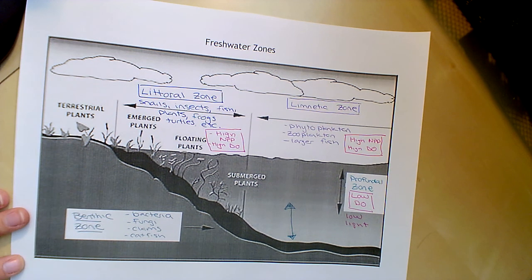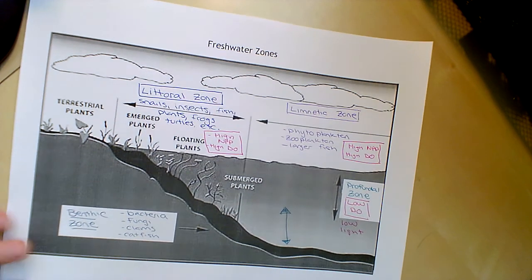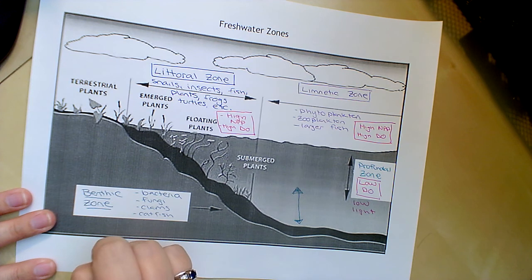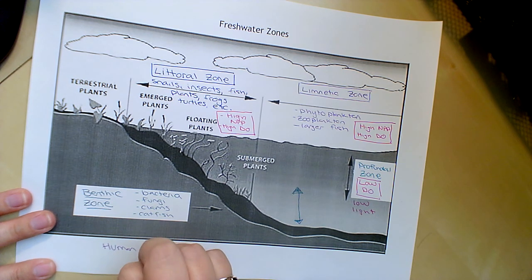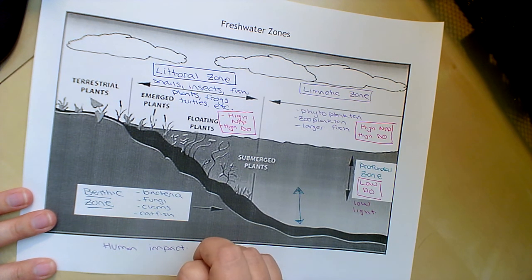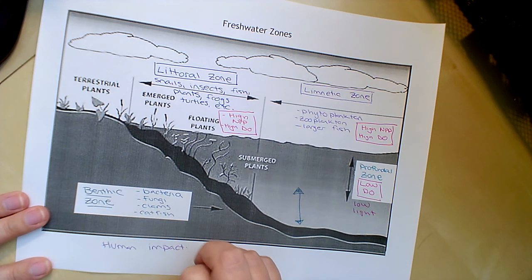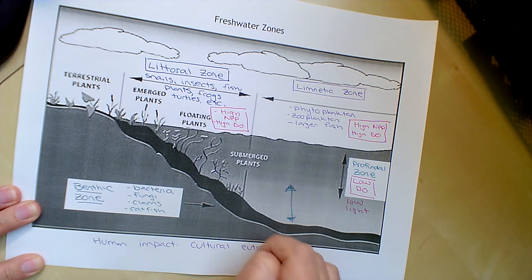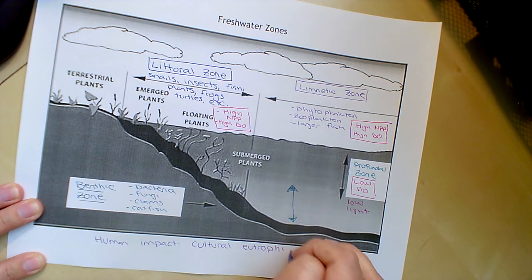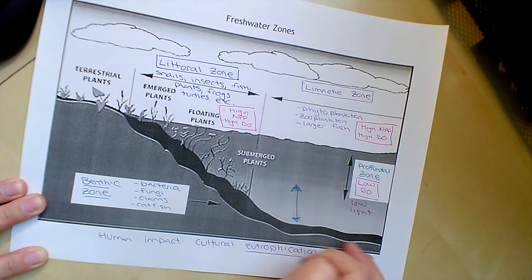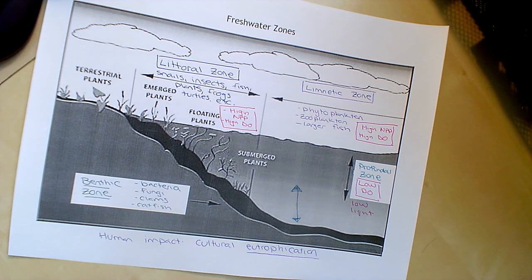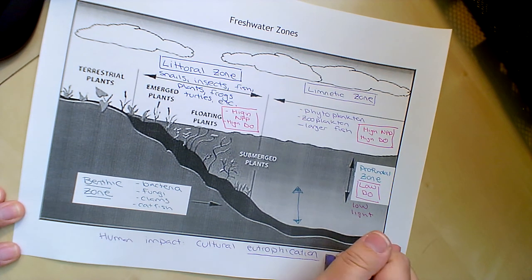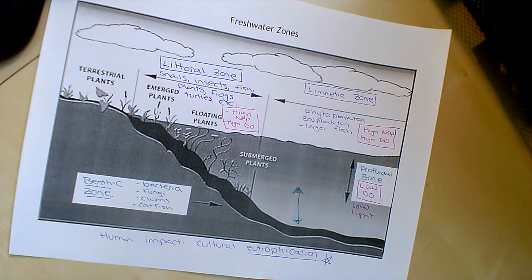So a couple of other things I want to talk about with freshwater, which you are going to get to in your notes. Our big human impact here that we are going to talk about with freshwater is cultural eutrophication. This is a big buzzword. I'll say it again. It's eutrophication. You're going to learn about it later in our notes today, but this is something you will definitely need to know, not only for our exams, but also the AP exam. They really like eutrophication on the exam.